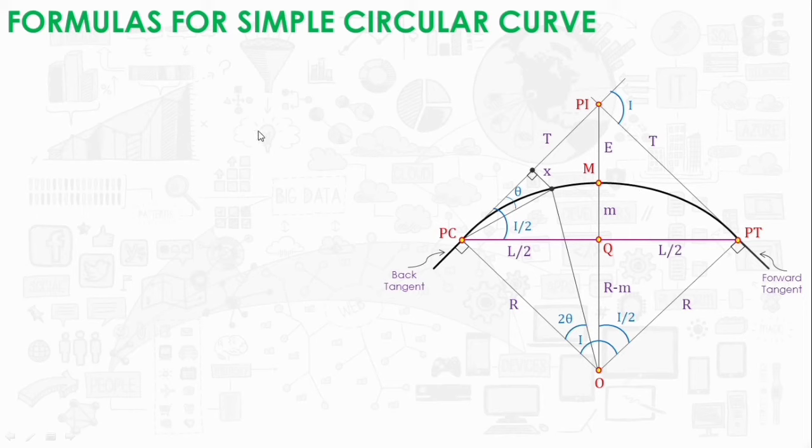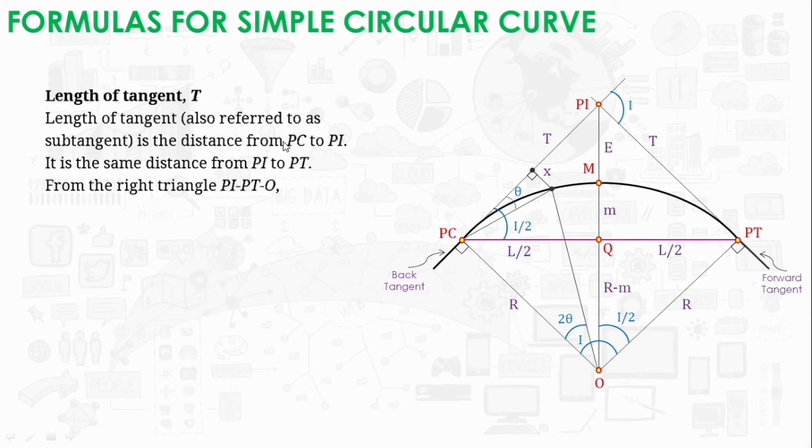So, try natin. First muna ay ang length of the tangent T. So, length of the tangent T, also known as the subtangent, it is the distance from the PC to PI. It is also the distance from PI to the PT. So, paano natin makuha ngayon yung formula ni length of the tangent or formula ni T? From the right triangle, consider natin si PI, PT, and O. Ayan. Consider natin yung triangle. Pwede natin ma-derive yung formula ni T.